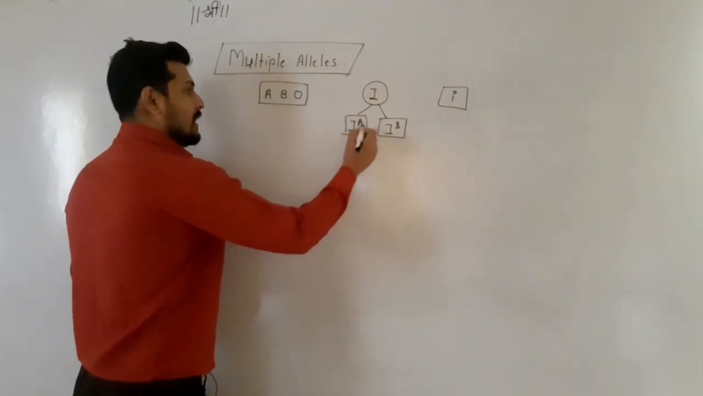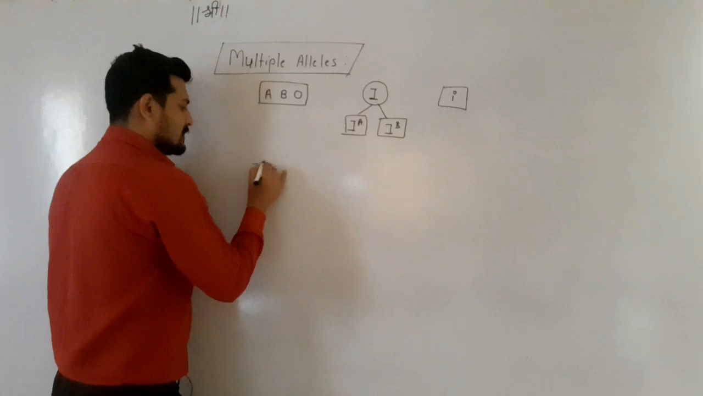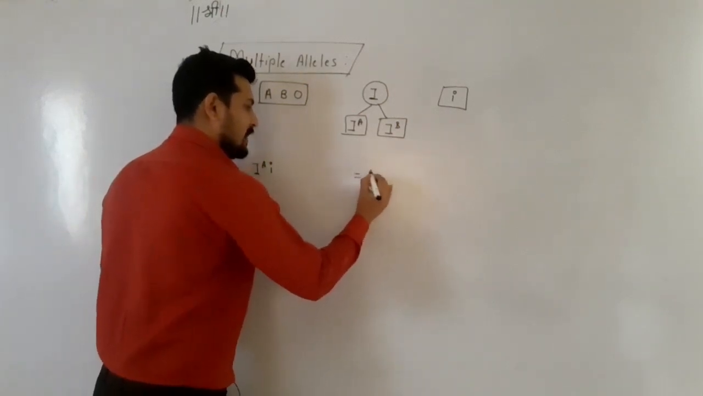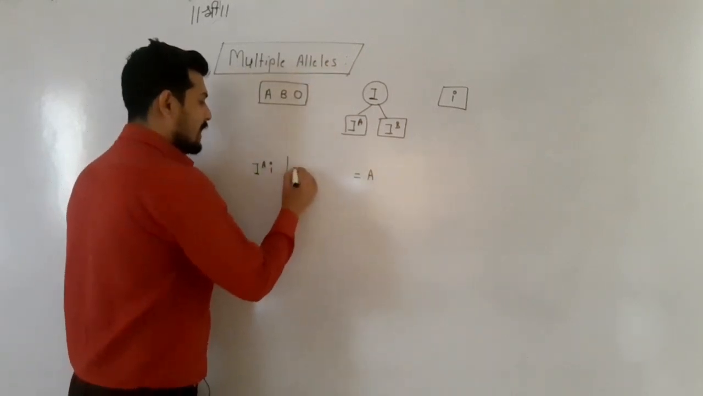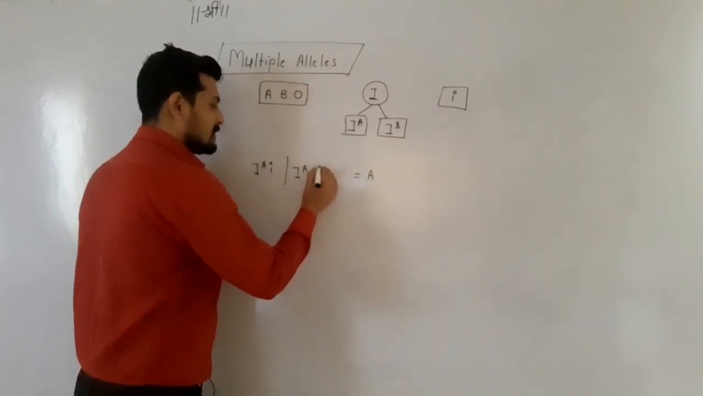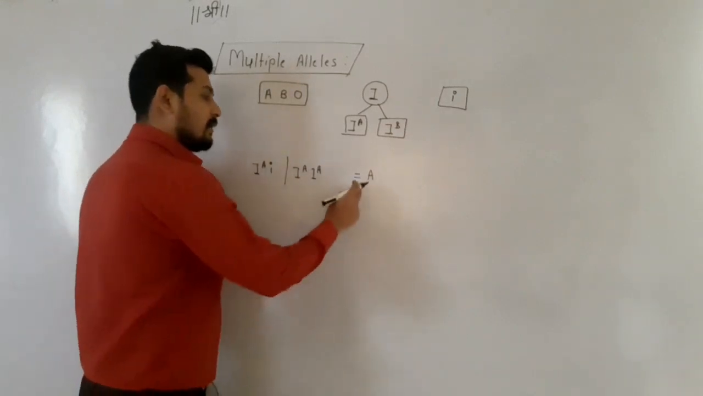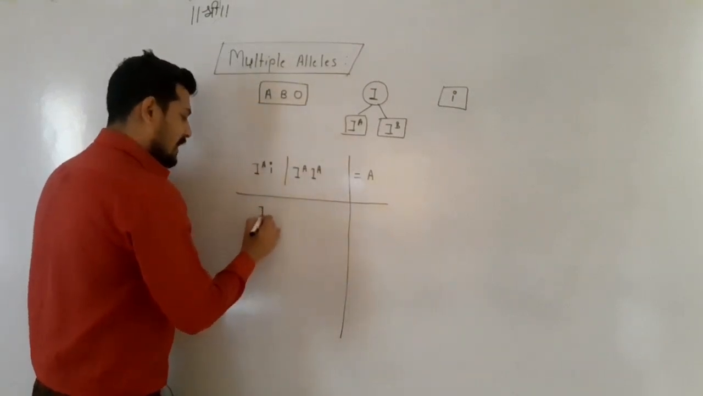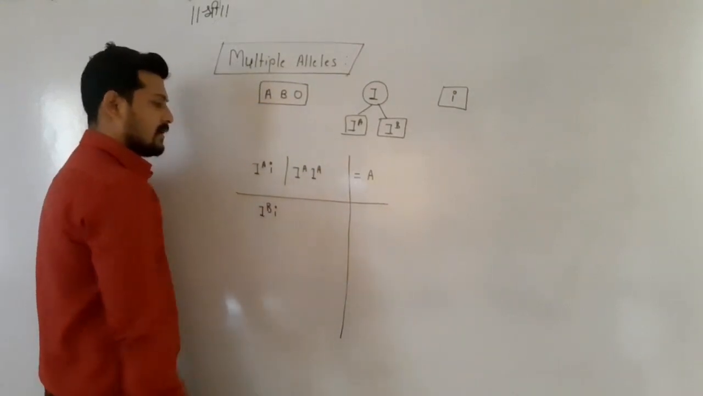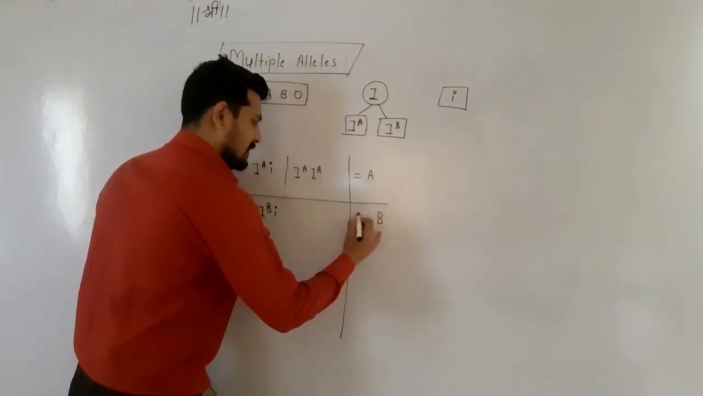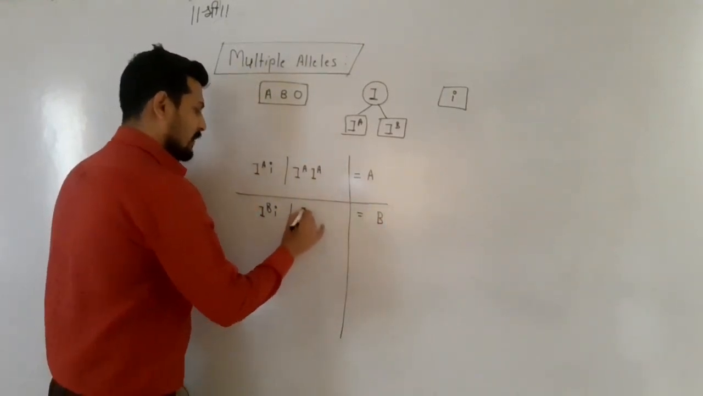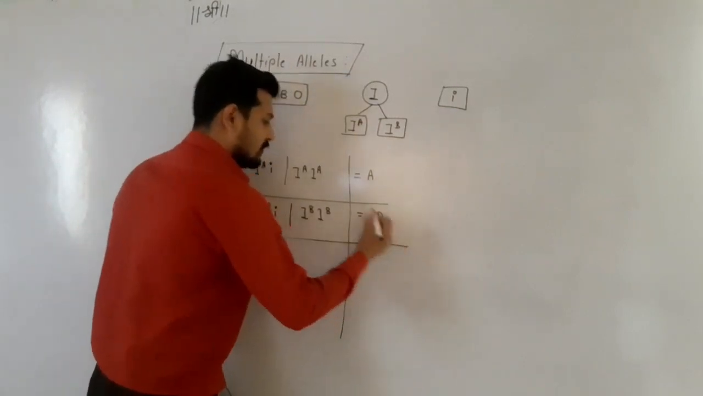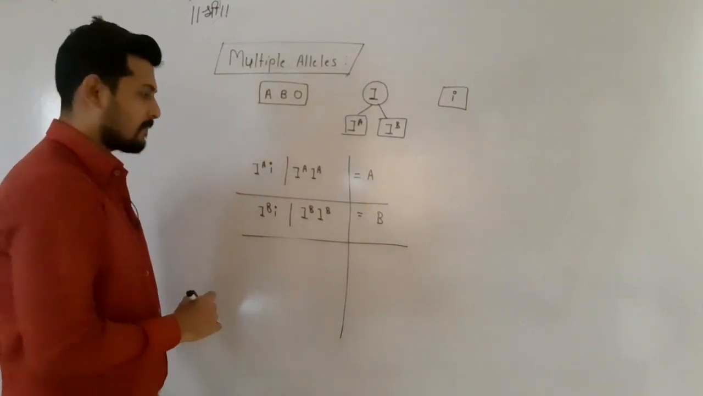When IA and small i are present in an individual, the blood group of the individual is A. When IA and IA are present, the blood group is also A. But when IB and small i are present in an individual, the blood group of the person is B. Or when IB and IB are present, the blood group is also B.